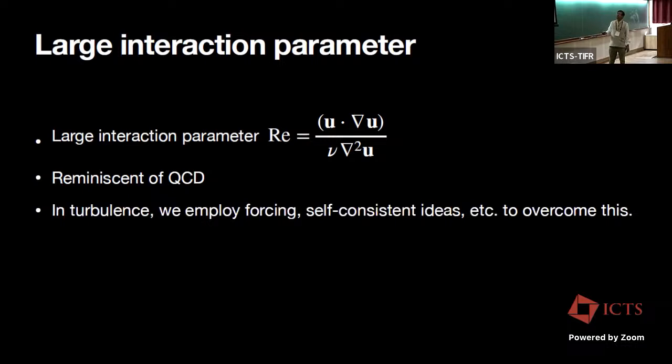So in turbulence, we employ forcing. Normally we force the fluid. We also apply self-consistent ideas. We want to solve this large interaction problem, to overcome this large interaction parameter issue. It will be perturbative. I will describe only perturbative. There was some talk this morning about non-perturbative, but this is a perturbative calculation, first order in my presentation. So crosstalk between these two will be useful. I have not been able to get an idea to bridge this gap.